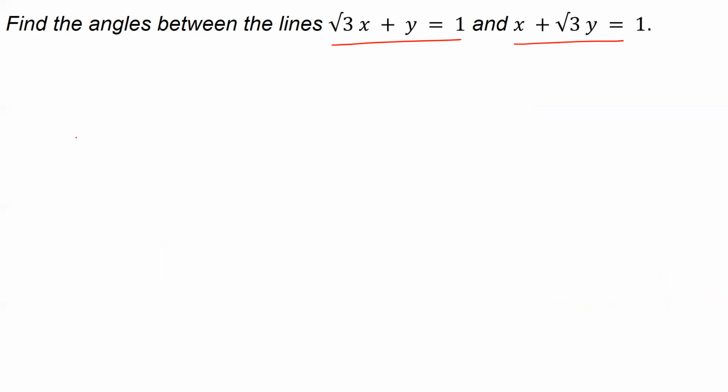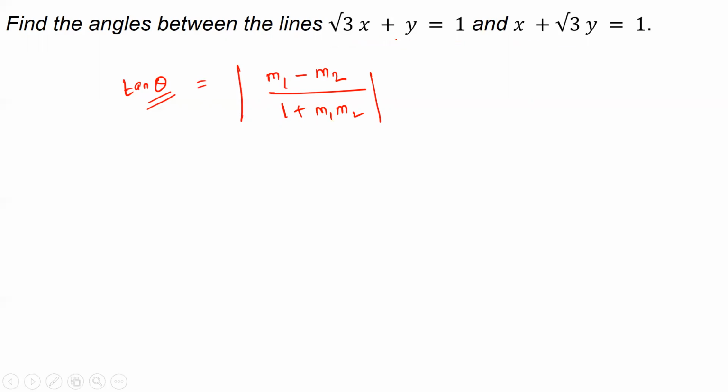So you remember that we had already discussed in the previous video that to find out the angle theta between two lines, we have a formula: tan theta = |(m1 minus m2) divided by (1 plus m1 m2)|. So what is m1 and m2? M1 and m2 are the slopes of these two lines. So to find out the slope of this line, you just make y the subject, and similarly for this, you make y the subject.